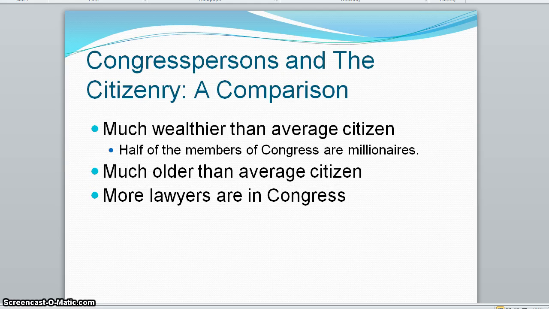Who makes up Congress? Generally, members of Congress are older, better educated, higher salaried, and wealthier than the general public. For instance, half are millionaires, and lawyers greatly outnumber all other occupations.